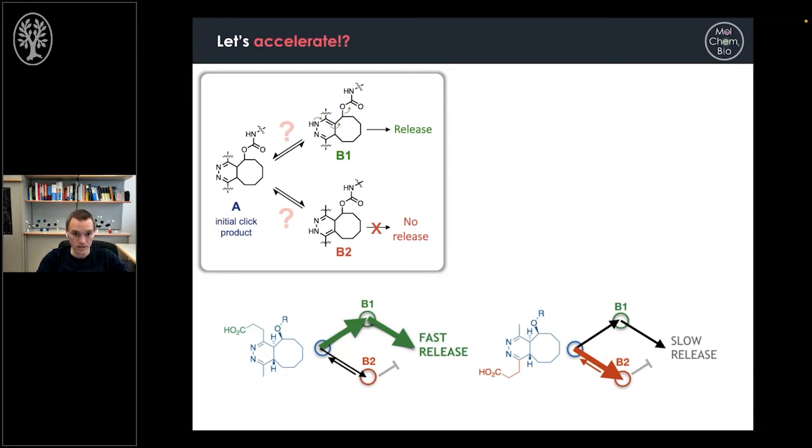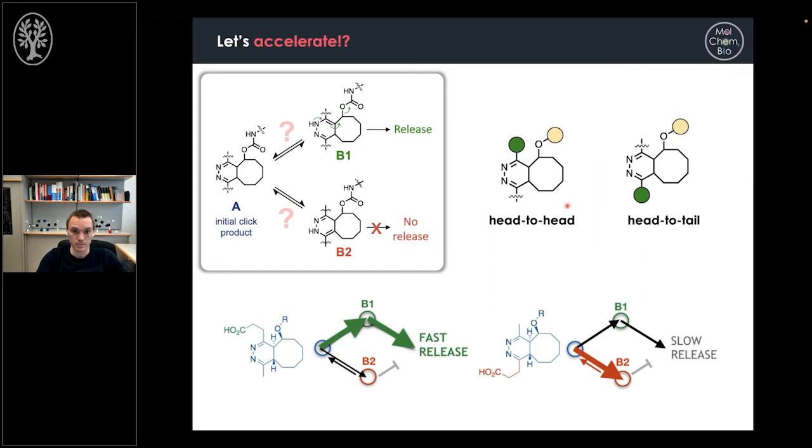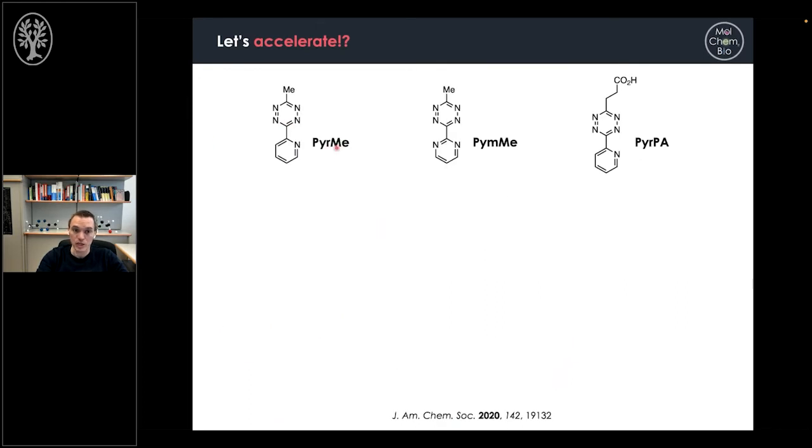Considering this, we have termed these two click orientations head-to-head and head-to-tail. I need to admit that was the best we could come up with. So when speaking of accelerating, we were like, okay, can we use aromatic tetrazines, so heterocyclic tetrazines?